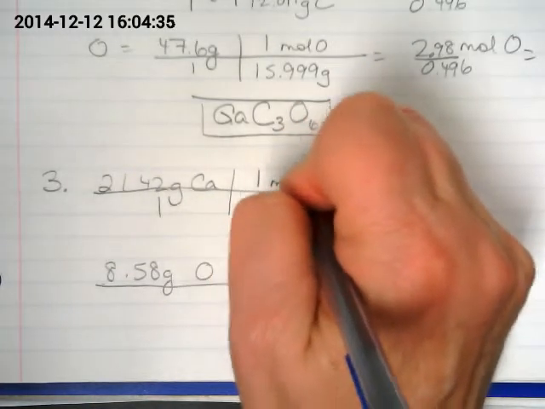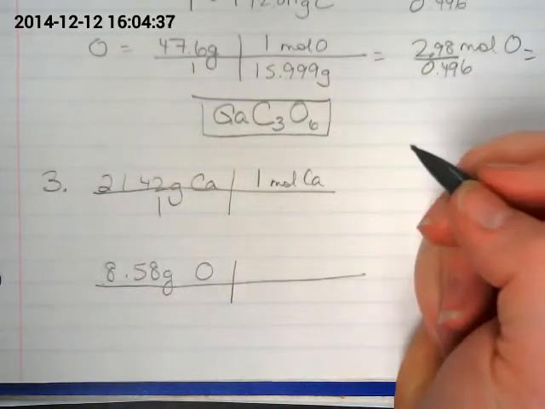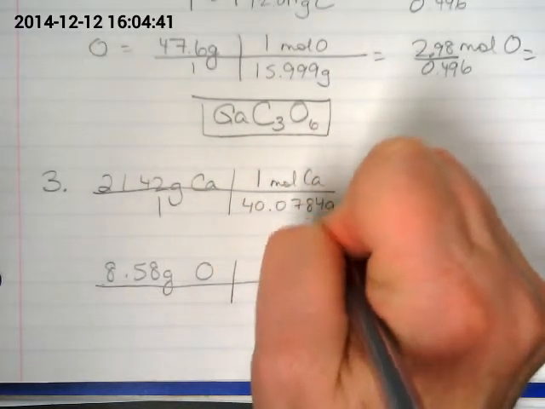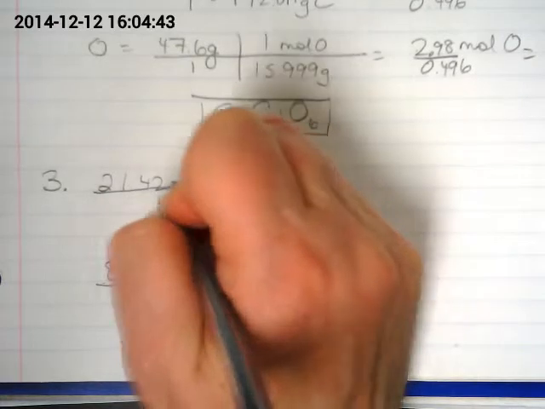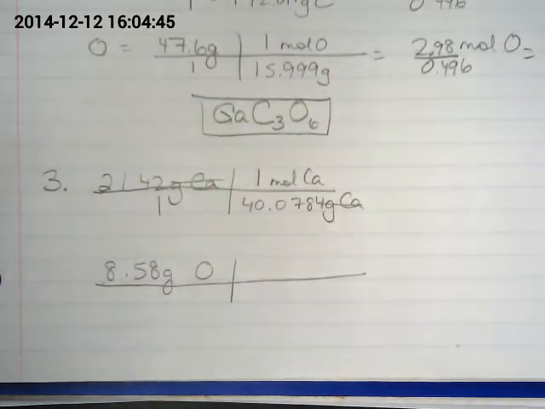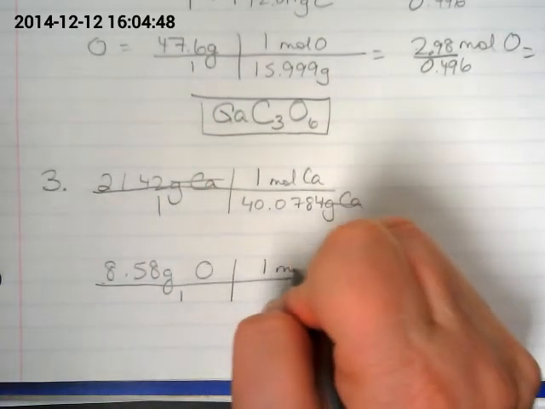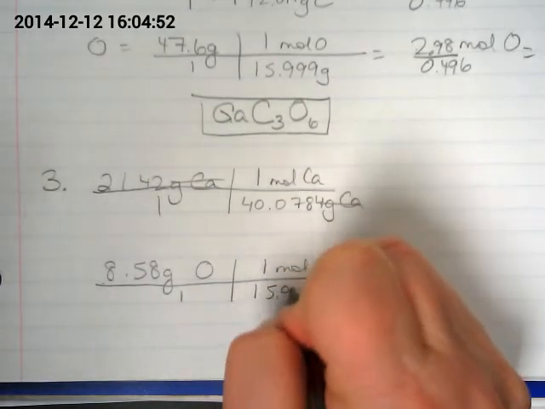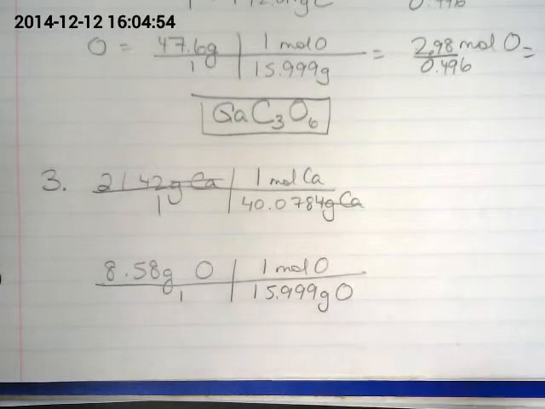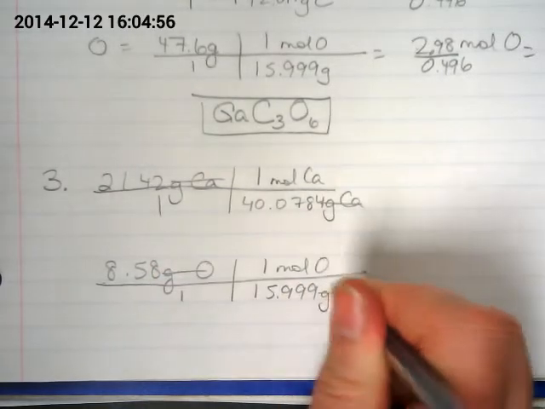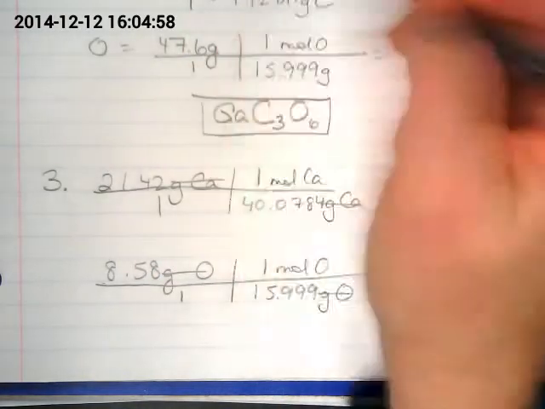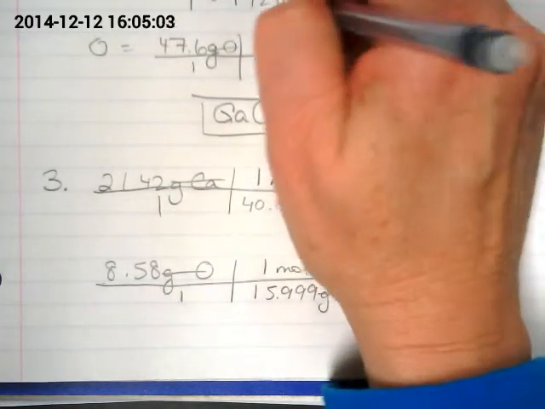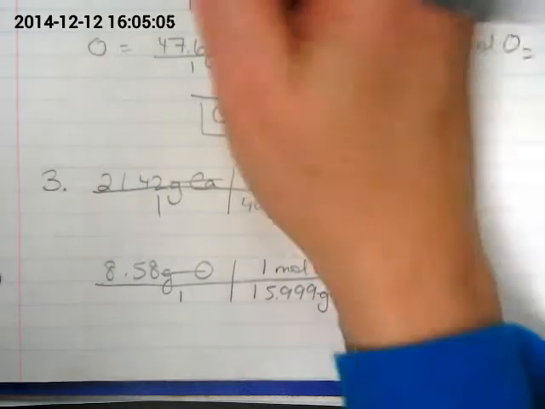1 mole of calcium is 40.0784 grams. Those will cancel out. 1 mole of oxygen atoms is 15.999 grams. Those will cancel out. I should have been canceling out up here as well. Every step we should be canceling out here.